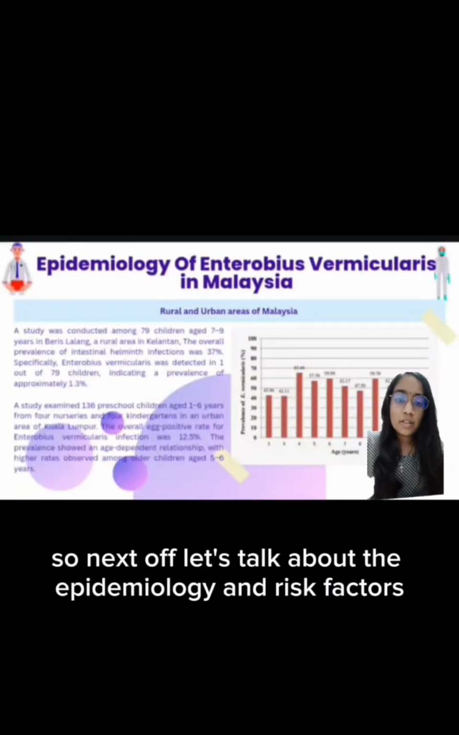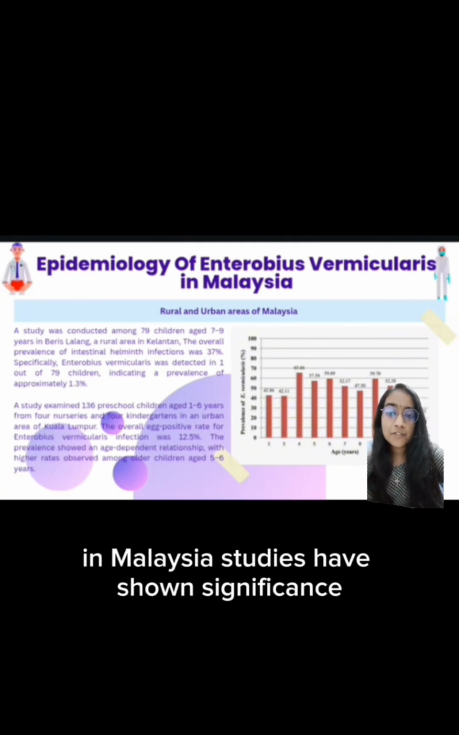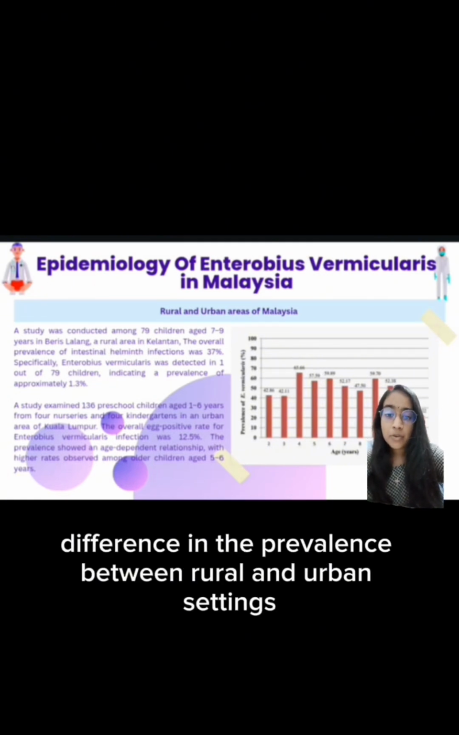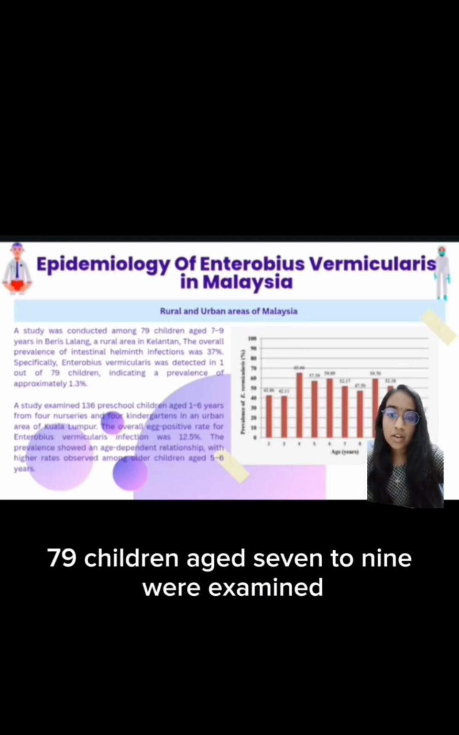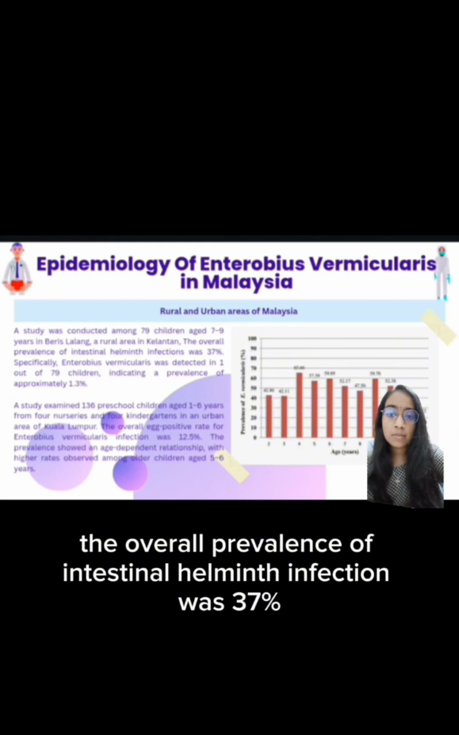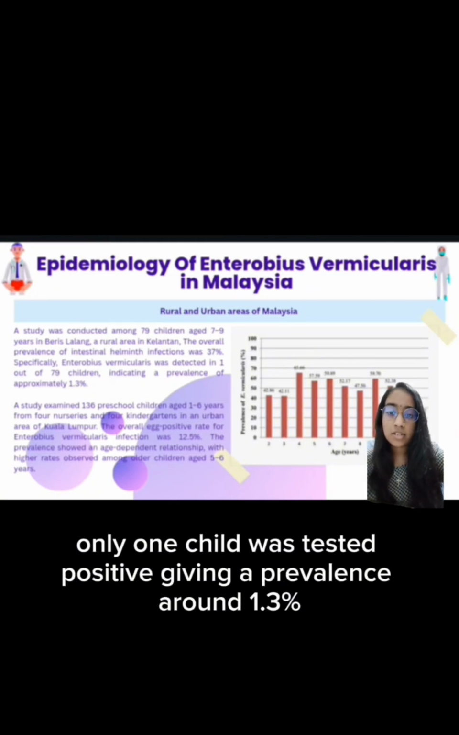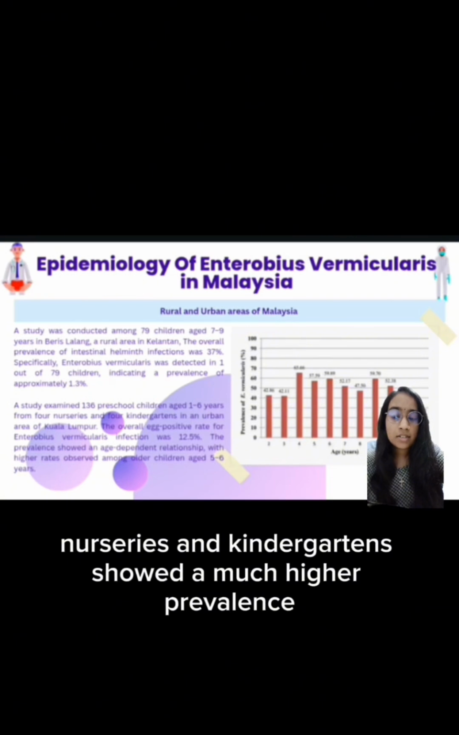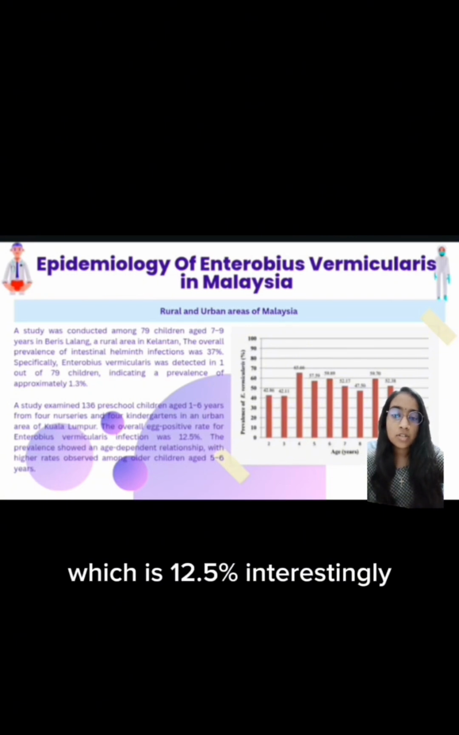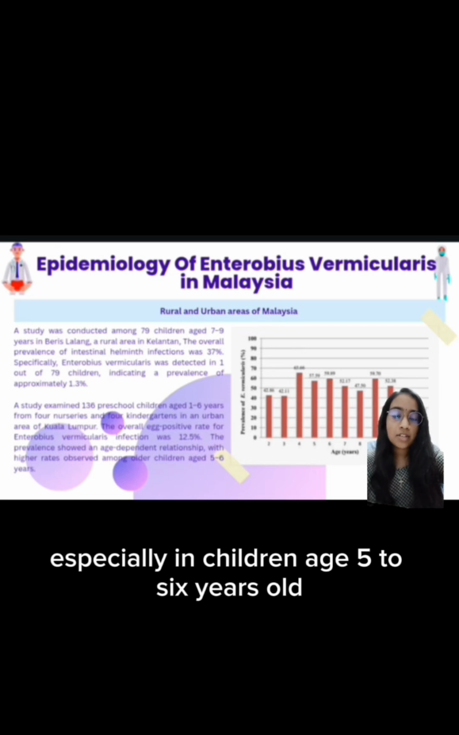Next off, let's talk about the epidemiology and risk factors of Enterobius vermicularis. In Malaysia, studies have shown significant differences in the prevalence between rural and urban settings. In a study conducted in Beris Lalang, Kelantan, 79 children aged 7 to 9 were examined. The overall prevalence of intestinal helminth infection was 37%. For Enterobius vermicularis, only one child tested positive, giving a prevalence of around 1.3%. In contrast, an urban study in Kuala Lumpur involving 136 children from nurseries and kindergartens showed a much higher prevalence, which is 12.5%. Interestingly, the infection rate increased with age, especially in children aged 5 to 6 years old.